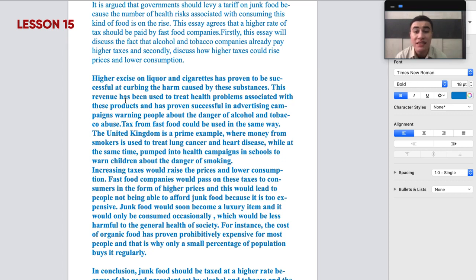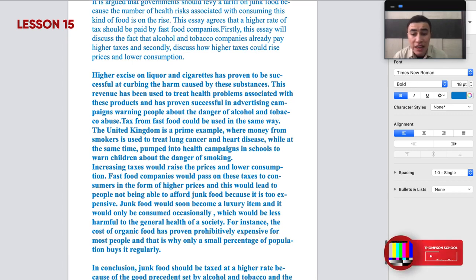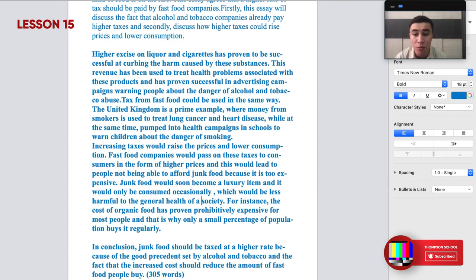Increasing taxes would raise the prices and lower consumption. Fast food companies would pass on these taxes to consumers in the form of higher prices, and this would lead to people not being able to afford junk food because it is too expensive. Junk food would soon become a luxury item and it would only be consumed occasionally, which would be less harmful to the general health of a society. For instance, the cost of organic food has proven prohibitively expensive for most people, and that is why only a small percentage of population buys it regularly.